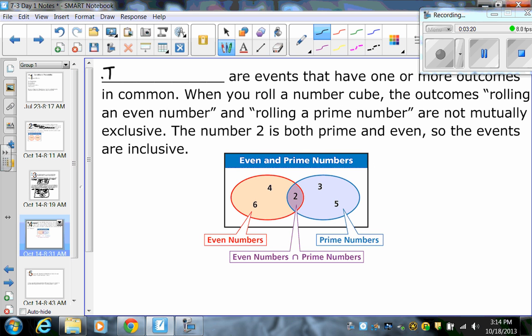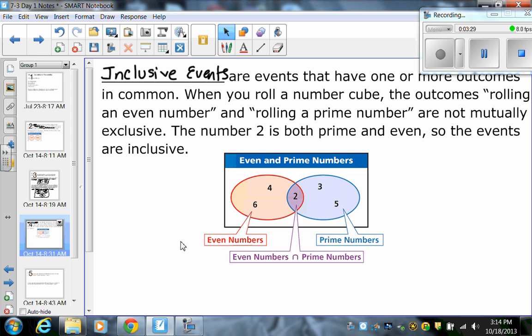Next, we have the concept of inclusive events, which are events that have one or more outcomes in common. When you roll a number cube, the outcomes of rolling an even number and rolling a prime number are not mutually exclusive. They're what we call inclusive because the number 2 is both a prime number and it's even.